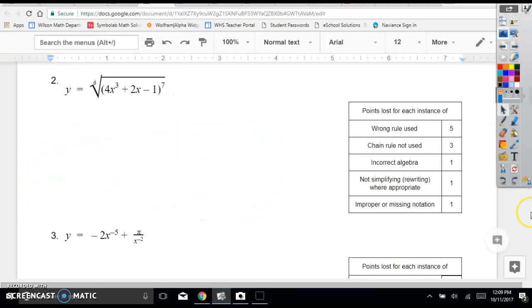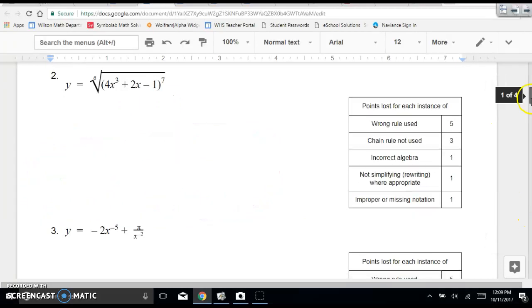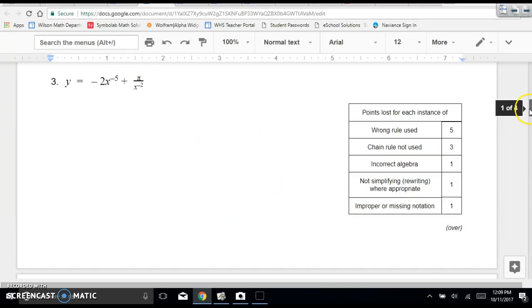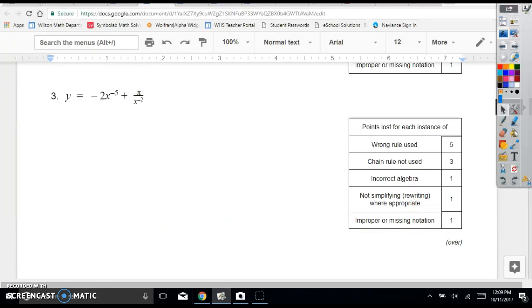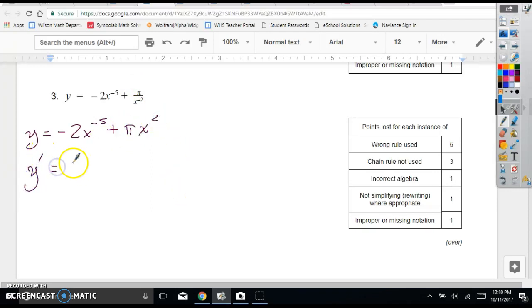Going to 3. Okay, I am not going to rewrite the one in the middle. By middle, I mean negative 2x to the negative 5th. I'm, however, going to rewrite this, which would be pi times x squared. So I'm going to derive this one piece at a time. So y prime, this will be positive 10 x to the negative 6 plus 2 pi x to the first.